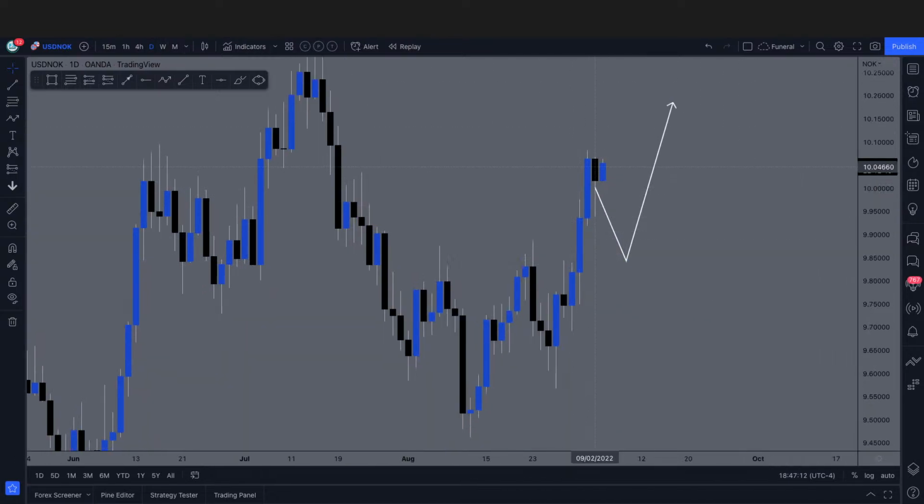We are very overextended. Not very overextended, but we are overextended to the upside, where if we get a good and nice retracement back down in this area, we can look for a continuation to the upside on USD NOK.